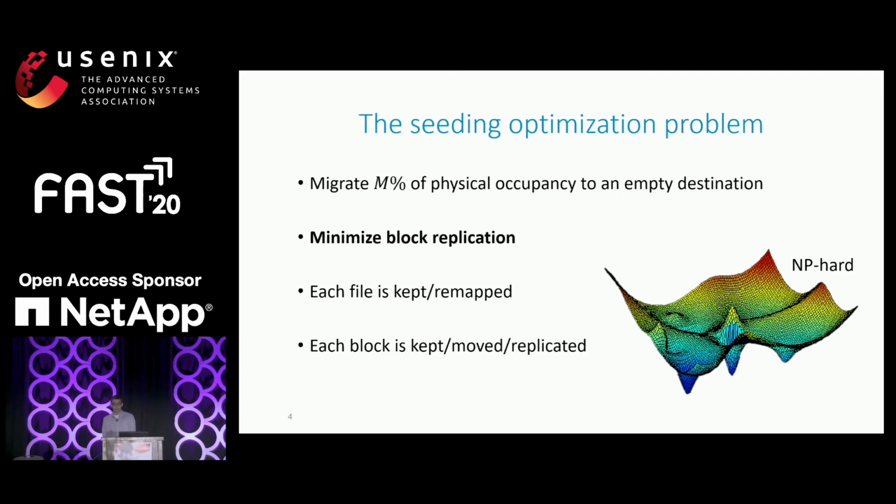In our optimization problem, we aim to migrate N percent of the physical occupancy from our source volume into the destination volume, and to minimize the block replication that we saw, which is a side effect of deduplicated storage. Each file is going to be either kept or remapped, and each block is going to be kept, moved or replicated.